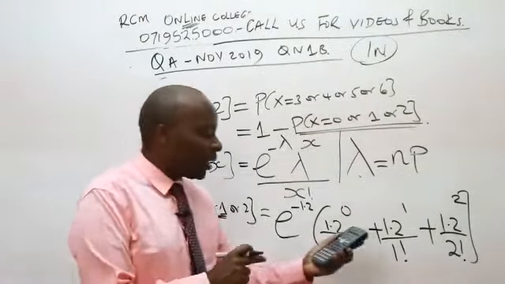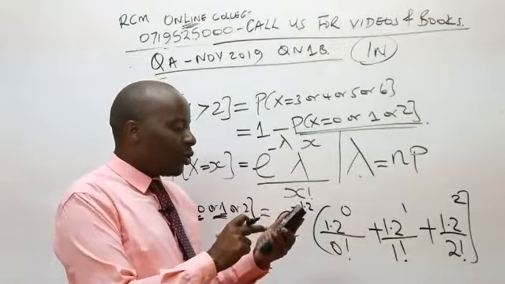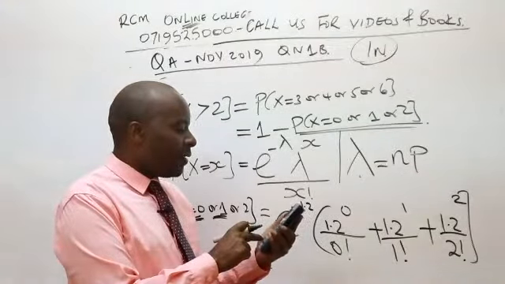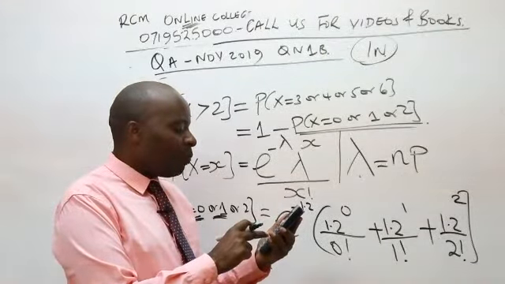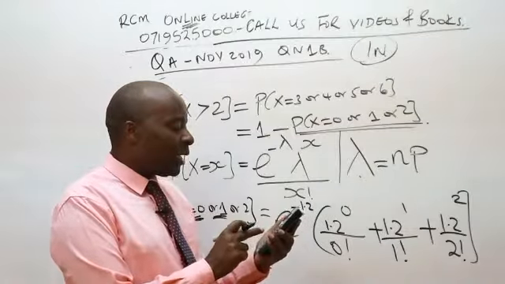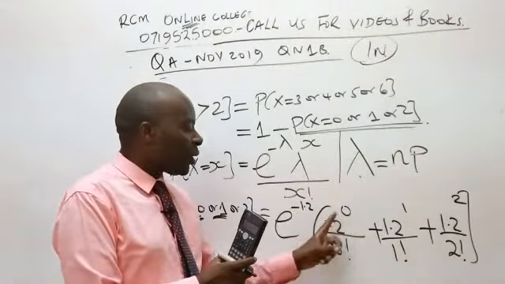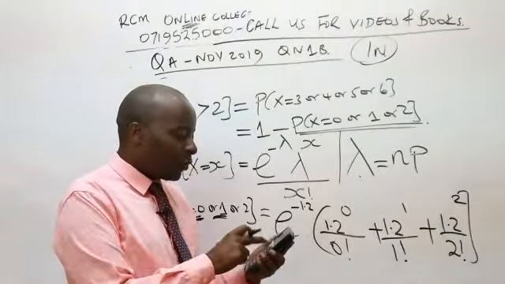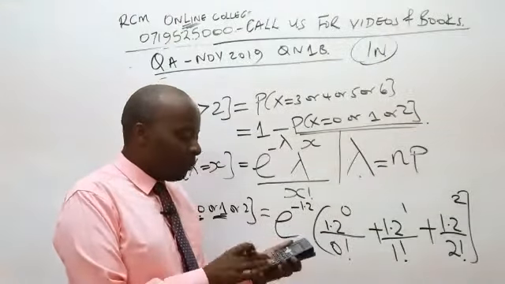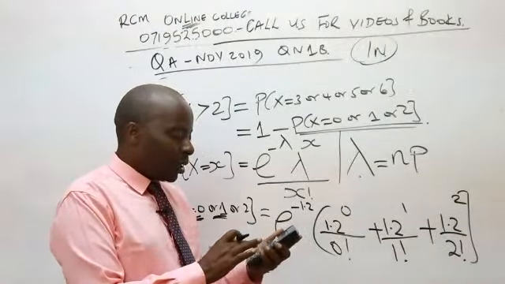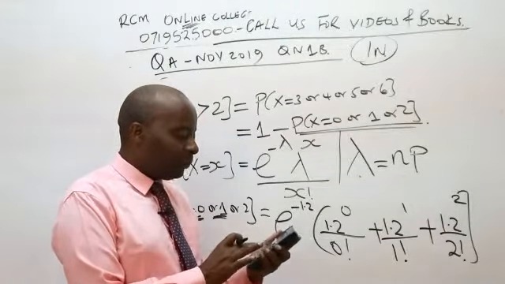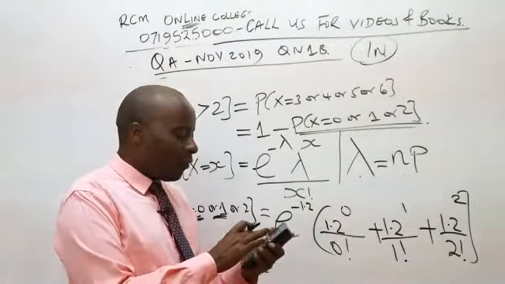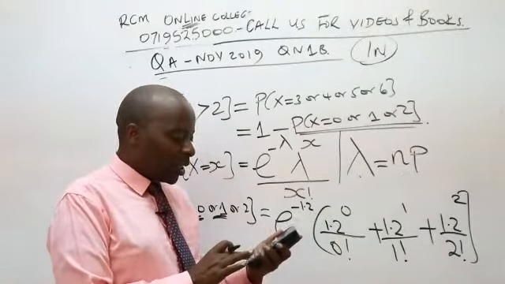Plus, ladies and gentlemen, 1.2 raised to 1 divided by, I have to go back a little bit. This is supposed to be 1.2 raised to 0 all over 0 factorial. So shift like that. Plus, we have 1.2 raised to 1 divided by 1 factorial plus 1.2 squared divided by 2 factorial. Close brackets, you say equals.